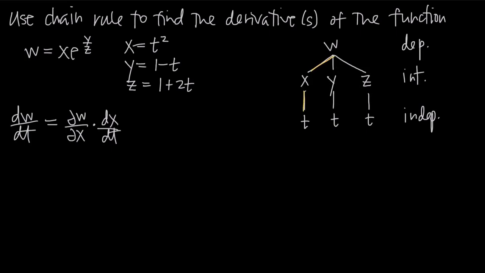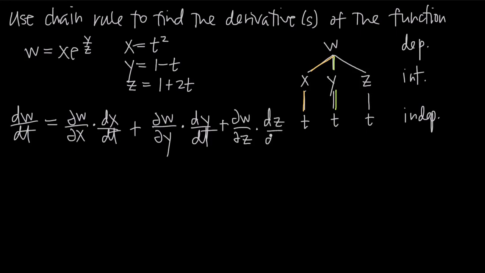But now we need to take care of the second branch, and we're going to add the second branch to it. So we're going to say the partial derivative of w with respect to y multiplied by dy over dt, and that'll take care of this second branch here. And then we add to that the partial derivative of w with respect to z multiplied by dz dt, which takes care of our third branch, partial derivative of w with respect to z multiplied by dz dt.